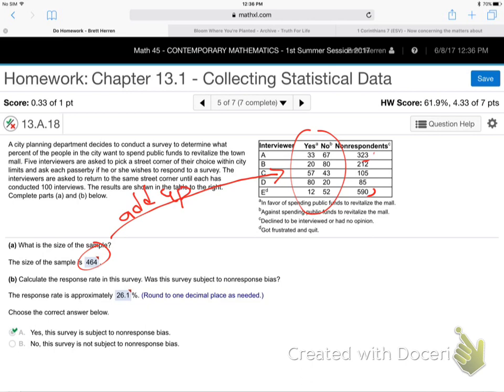If you want to save time on the sample, notice they're all 100. Except for the bottom one. 100, 100, 100, 100, right? 80 and 20. That's 100. Those are all 100. And then the bottom one is 64 because that person got frustrated and quit. They're supposed to go to 100.